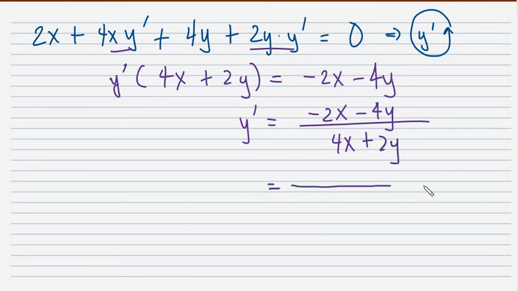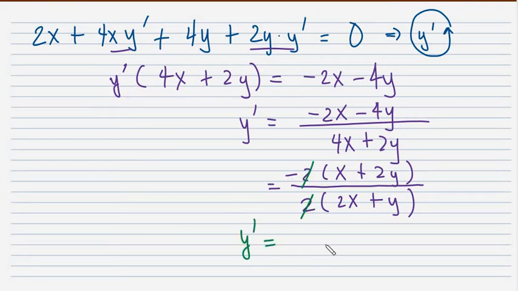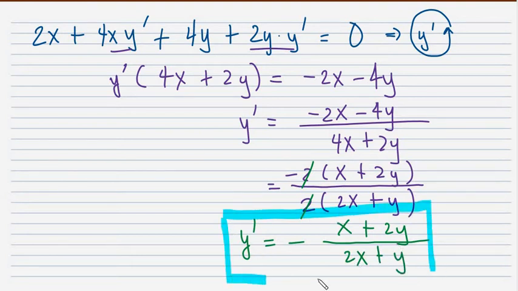You can go ahead and do some simplification here. Factor out negative 2 from the numerator, so this will be x plus 2y. Factor 2 from the denominator, 2x plus y. So 2 will cancel out, and we will now have our final answer, which is simply the negative of the ratio of x plus 2y all over 2x plus y. So that is how you get the derivative of an implicit function.